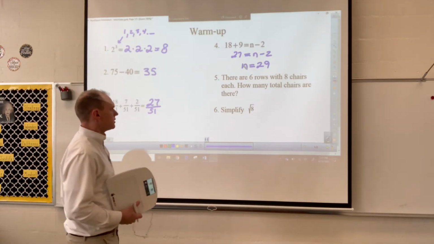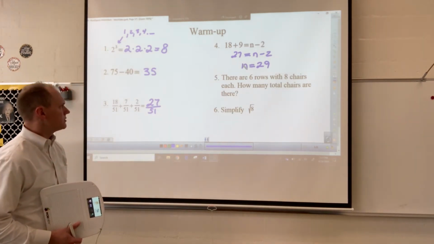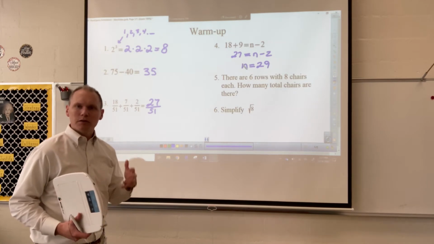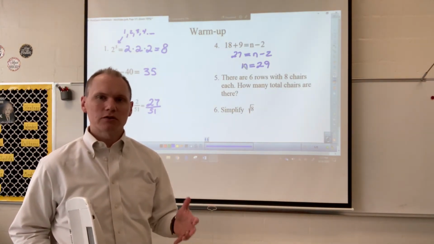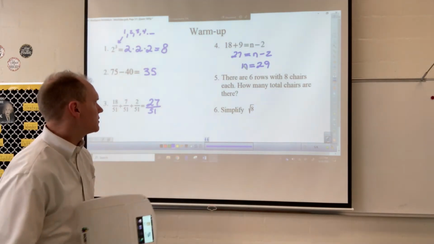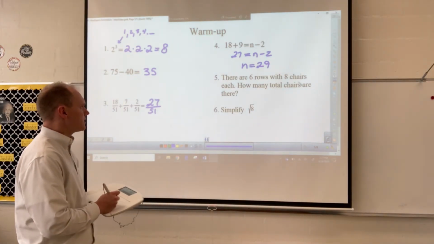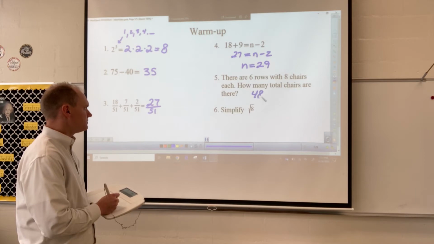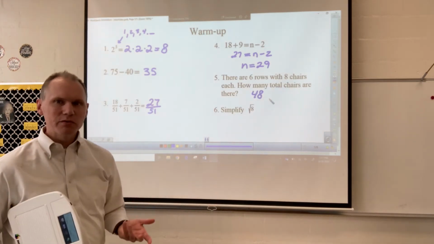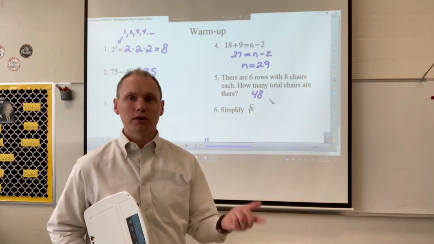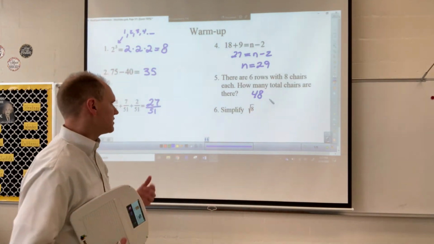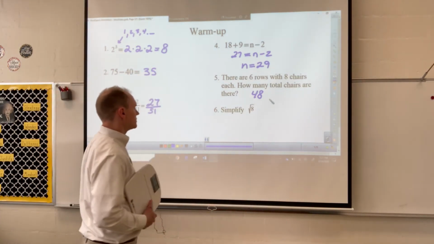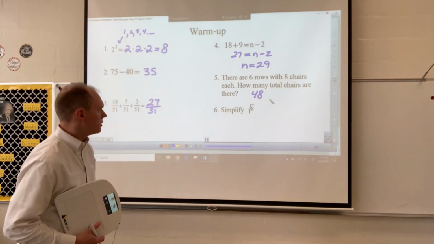Number 5, there are 6 rows with 8 chairs each. How many total chairs are there? This is the basic definition of multiplication. 6 groups of 8. So multiplication, 6 times 8 is 48. If you think about a similar problem, if we had 8 rows of 6 chairs each, we get the same answer, because 6 times 8 is the same thing as 8 times 6. And so we have 48 chairs all together.